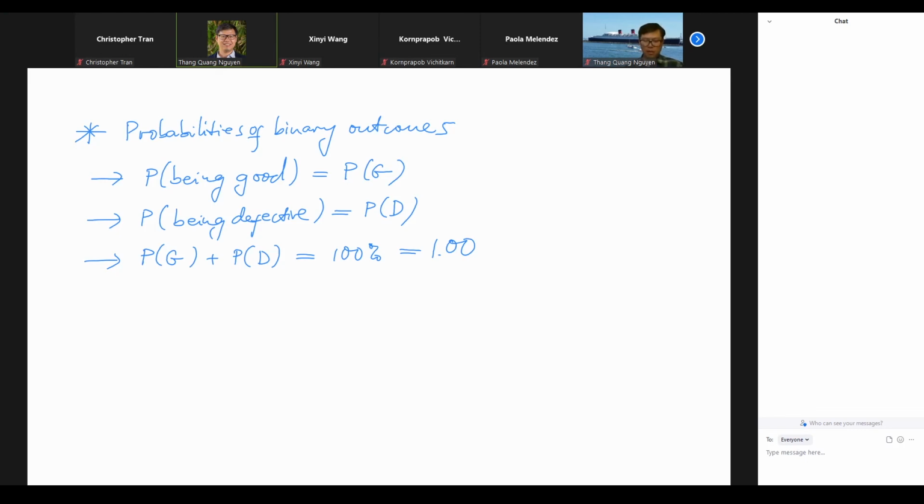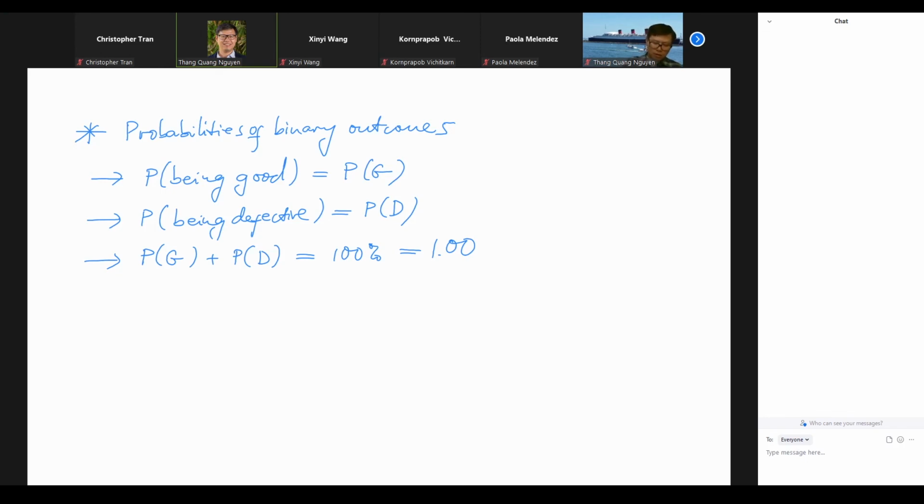Then if we count all the good units, we add that with all of the defective units, and we cover 100% of all of the units produced through the machine or through the process, right? Okay. Again, it can be in manufacturing, but it can also be in services. So that's the probability, the probabilities that we are interested in.